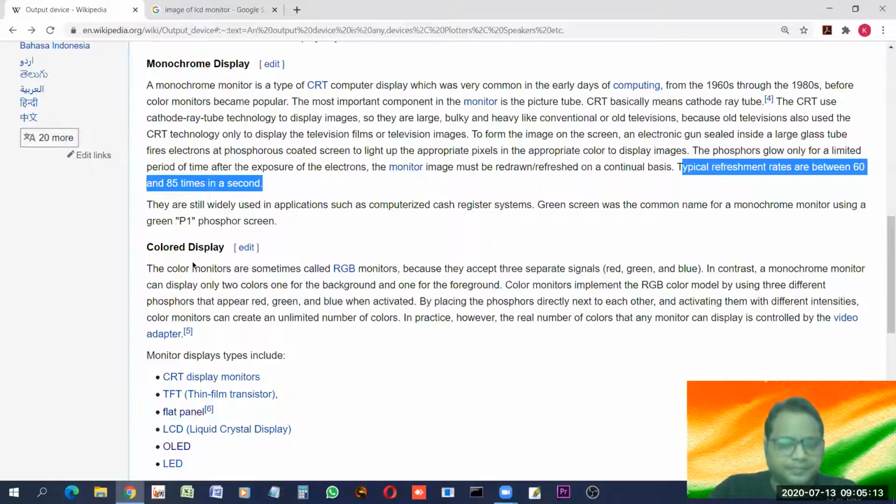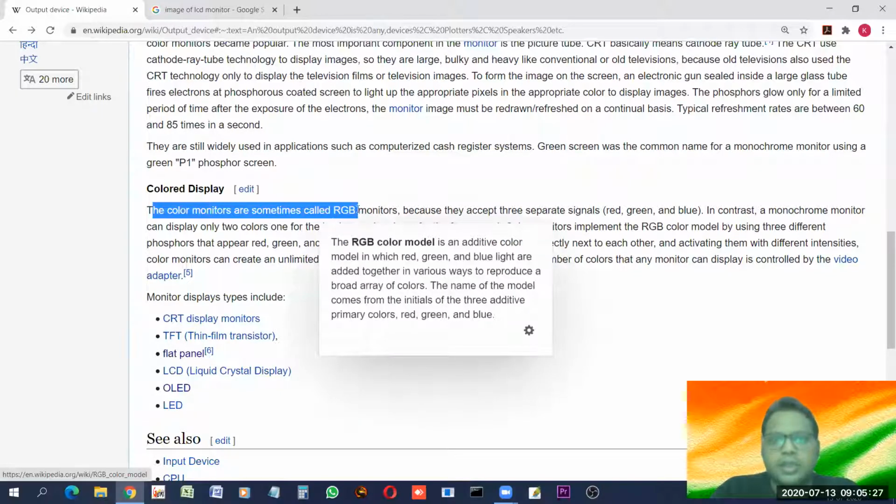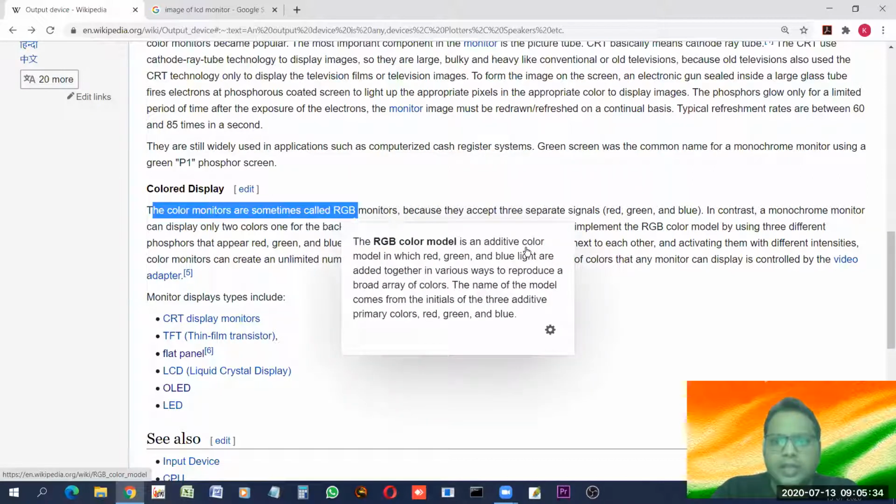Let us now continue our discussion. Now, color display. So what is color display? It uses the same technology, but the color monitor is sometimes called an RGB monitor. What is RGB? RGB stands for red, green, and blue. The RGB color model is an additive color model in which red, green, and blue lights are added together in various ways to reproduce a broad array of colors. The name of the model comes from the initials of the three additive primary colors.